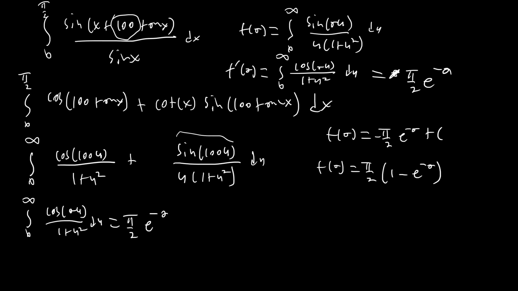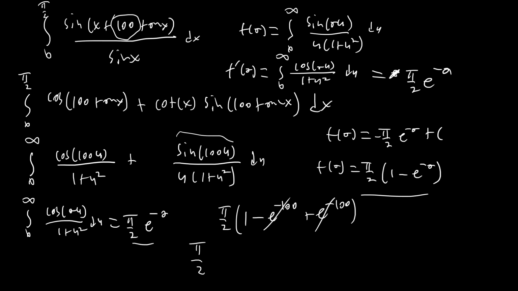And so essentially here we have this right here evaluated at 100, and this evaluated at 100, so we have pi over 2 times 1 minus e to the negative 100 plus e to the negative 100, right? When we add these two together, they're just going to end up canceling, and so our answer is pi over 2, which is the same as if we had just sine of x over x, right? Or sine of x over sine of x, which I think is pretty interesting. So that's a cool one. And now let's go ahead and solve our other integral.